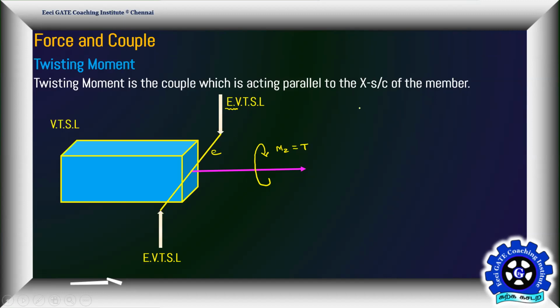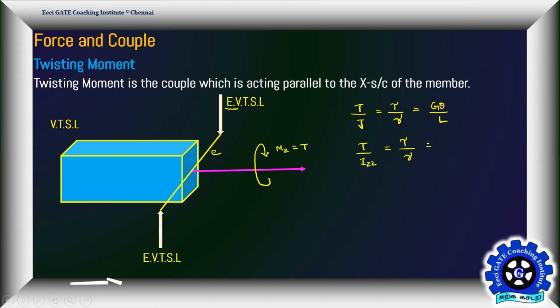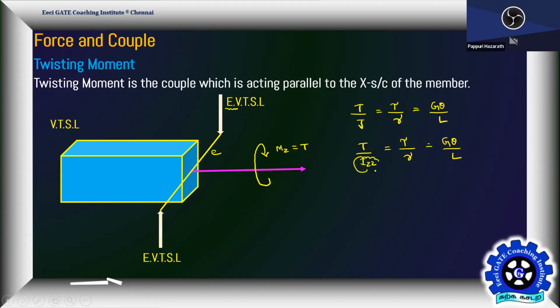What is the torque equation? T by J equal to tau by R is equal to G theta by L. Why is polar moment of inertia coming here? Tell me, anyone? Strictly speaking, T by Izz, no? This is nothing but G theta by L. So Izz is nothing but polar moment of inertia. Polar moment of inertia is coming in the torque equation.